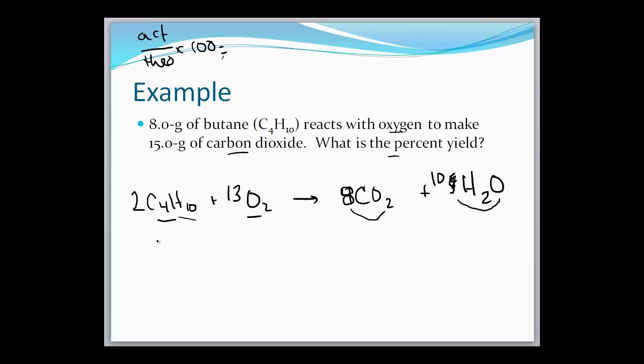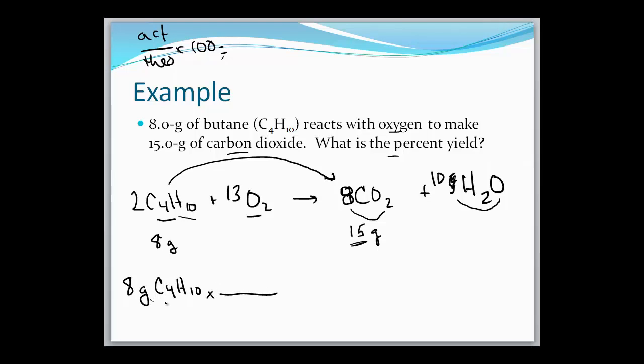Okay, so we've got 8 grams of butane, and it's going to make 15 grams of carbon dioxide. So the question becomes, if we're trying to figure out the percent yield of this product, is that the actual value or the theoretical value? Now remember, the theoretical is the value that we calculate doing stoichiometry. So when we take our 8 grams of the C4H10 and calculate how many grams of that it should make, that would be the theoretical value. So let's do that. We've got 8 grams C4H10.